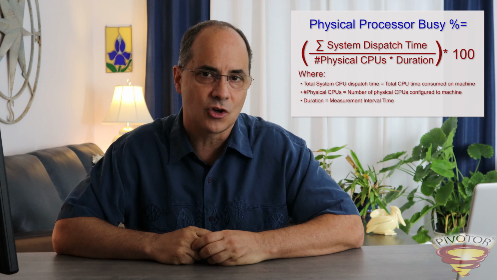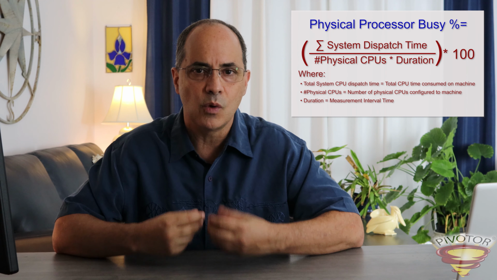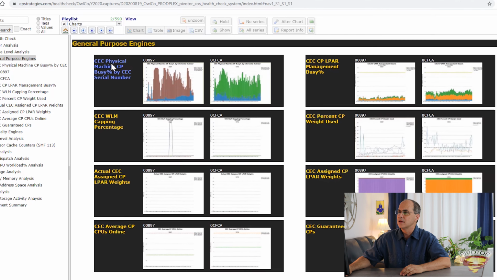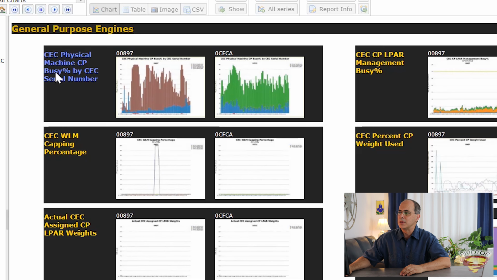I'm going to bring up a chart now that we can look at to see what the physical utilization of the machine is. Okay, so now we're going to take a look at some example measurements. What I want you to look at here is a screen of some reports, a series of thumbnails. The specific report we want to look at is the one listed here, which is KEK Physical Machine CP Busy Percent, and it's by KEK serial number.